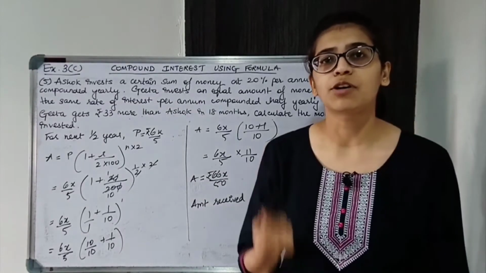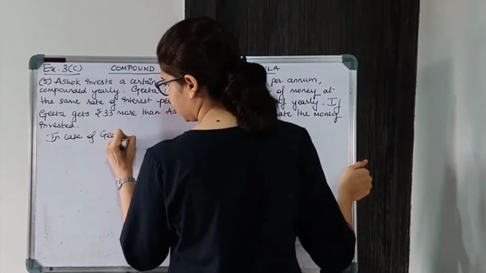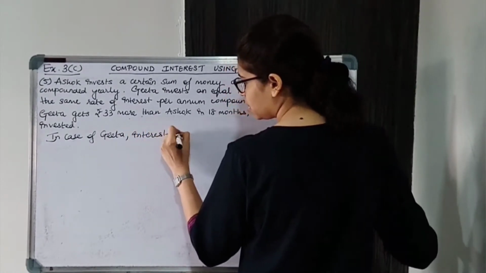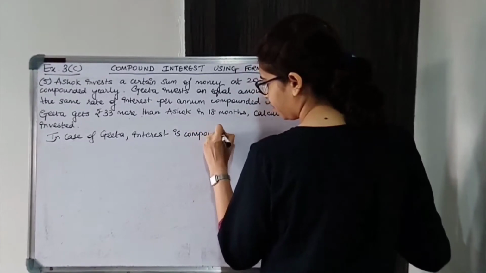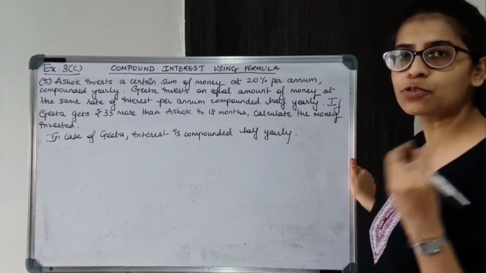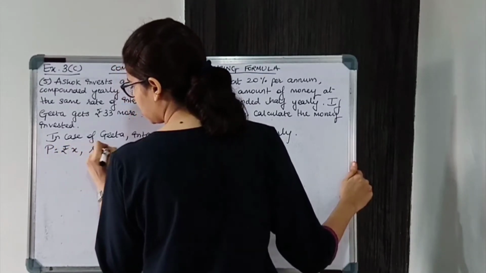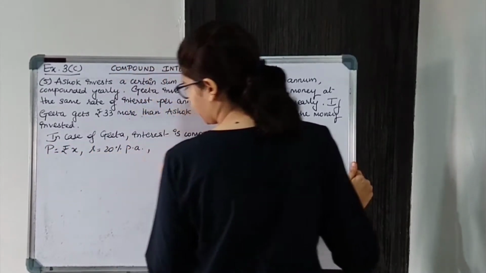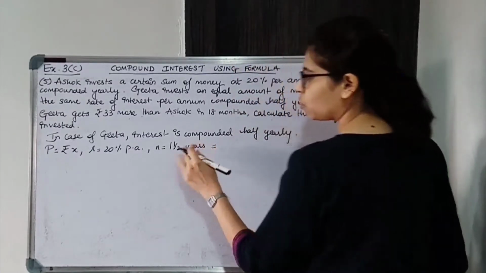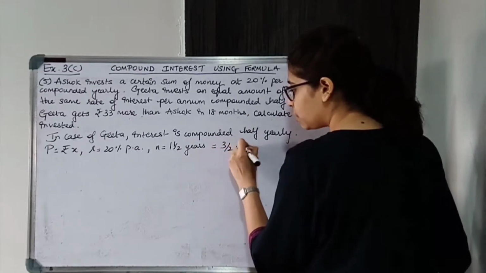Now let us calculate the amount received by Geeta. In case of Geeta, interest is compounded half yearly. So just write it down. Interest is compounded half yearly. Okay, so you'll remember that you have to use modified formula. Now principal is X rupees, R is 20% per annum, and N is 1.5 years. Okay, so you won't keep it in mixed fraction form, convert it to proper fraction. So it will become 3 by 2 years.